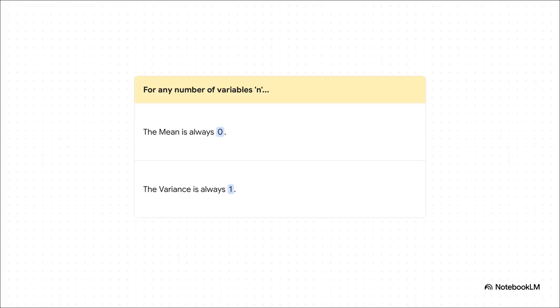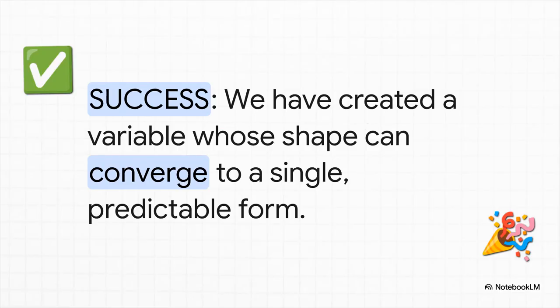This new variable we've built, this Z sub n, it's perfect. No matter how many variables we add, 10, 1,000, a million, its mean is always 0 and its variance is always 1. It's stable. It's predictable. It is exactly what we were looking for this whole time. And success! We finally solved the puzzle. Through this process of first centering and then scaling, we have perfectly engineered a variable whose distribution doesn't fly apart, doesn't collapse, and doesn't drift away. It will finally settle down into one consistent, beautiful shape.